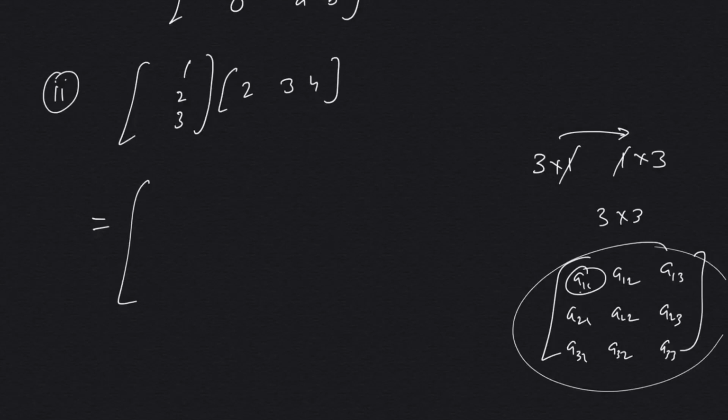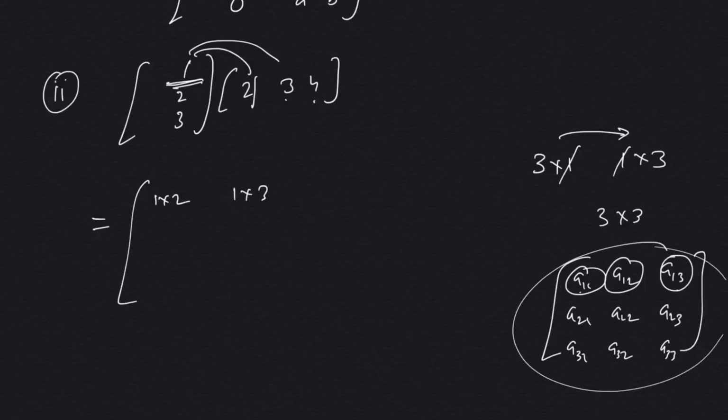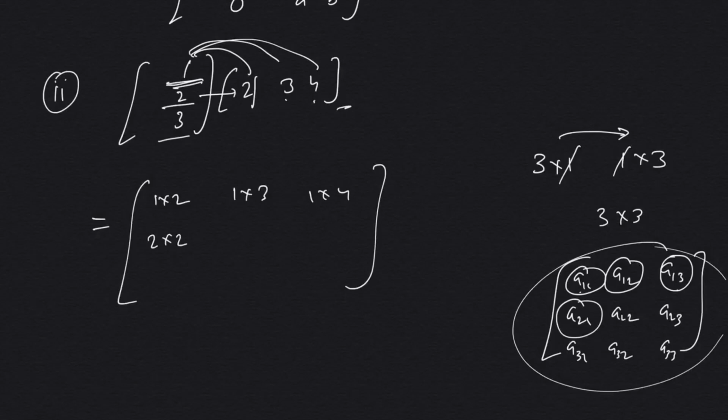So first row, first column, we'll just multiply 1 into 2. Next, first row, second column, 1 into 3. Here we don't have any other elements to add, because this is a column matrix, this is a row matrix. First row, third column, 1 into 4. Continuing, second row, first column, 2 into 2. Second row, second column, 2 into 3. Second row, third column, 2 into 4.